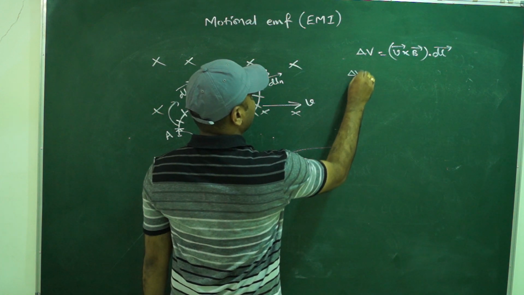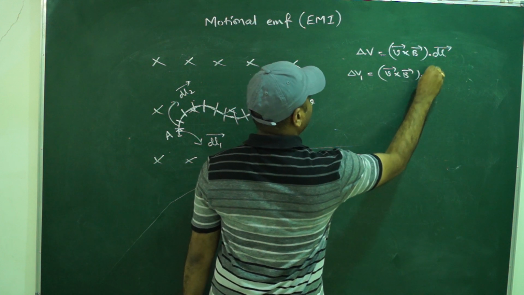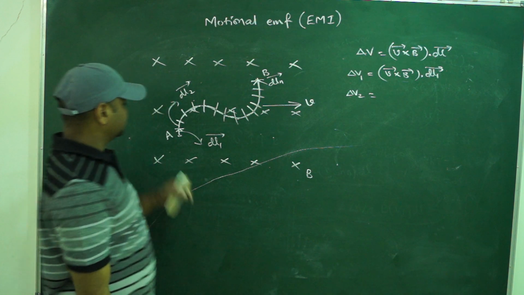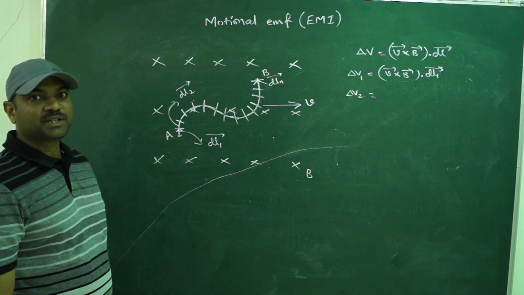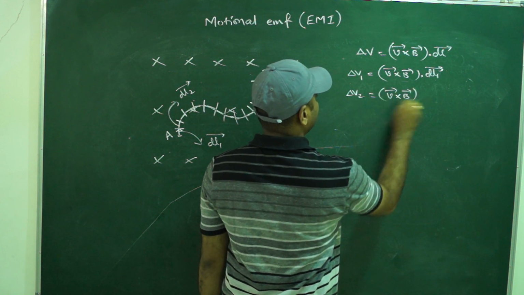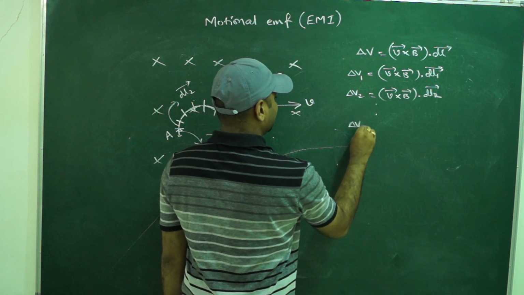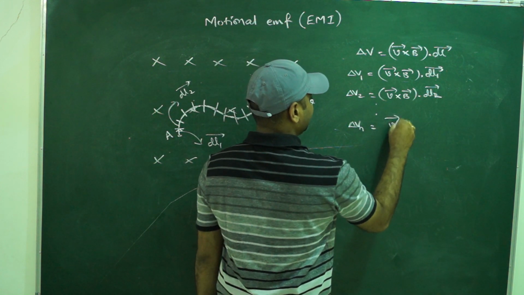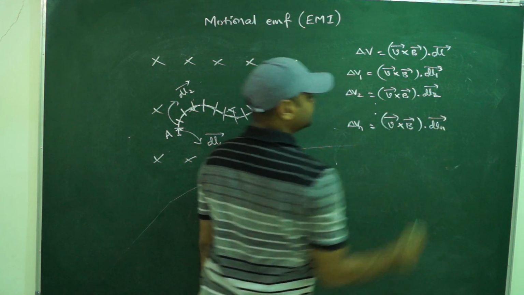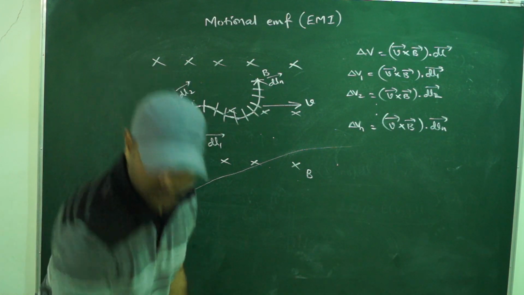Then the potential difference developed across the first part is (v bar cross B bar) dot dl1 bar. Similarly, across the second small part, the potential difference developed is (v bar cross B bar) dot dl2 bar, and so on. The potential difference across the nth part is (v bar cross B bar) dot dln bar. So like this, I got the potential difference across the different parts.